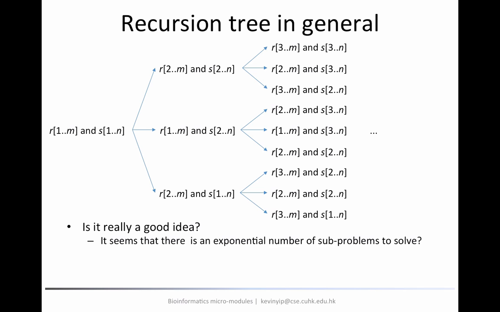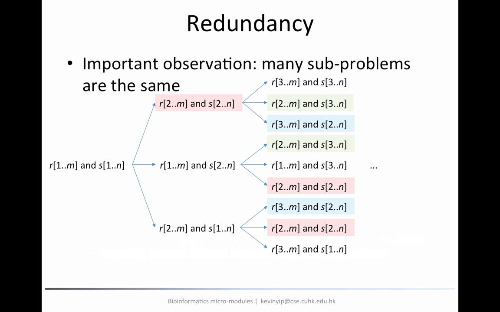But if you are careful, then you can see that actually different branches share common problems. It is a very important characteristic of dynamic programming, which means that if you have solved a problem once, later if you need the solution to that problem, you can simply reuse it. To see that, I have used some colors to highlight the same subproblems. For example, you can see that I have used red to color the subproblem of aligning R2.m and S2.n, and there are already 3 occurrences of them.